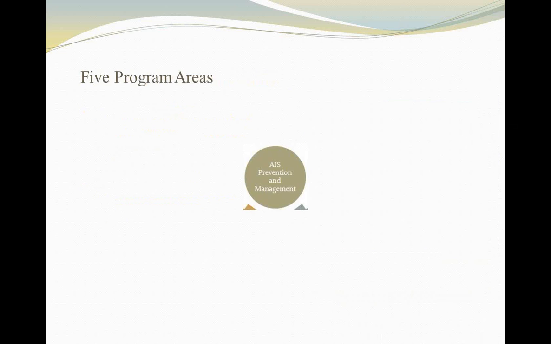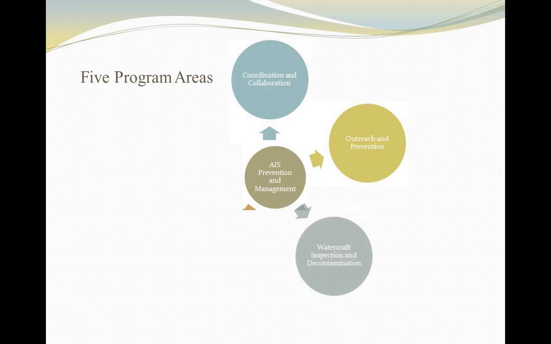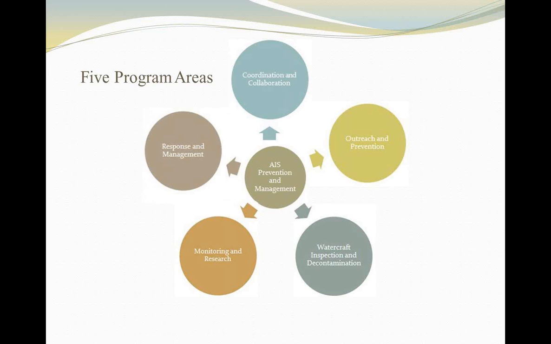So the program framework and the program itself is focused around 5 program areas. The first program area addresses the question of who is doing what and what are the priority species. So that's coordination and collaboration. The second and third is how do we prevent these species from getting here. So that's the outreach and prevention area and the watercraft inspection and decontamination. The fourth is how do we know if they are here and what do we need to know to address them, and that's monitoring and research. And finally, the fifth is what do we do if they actually get here, and that's response and management.